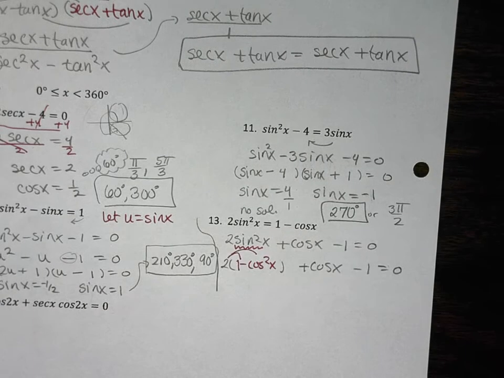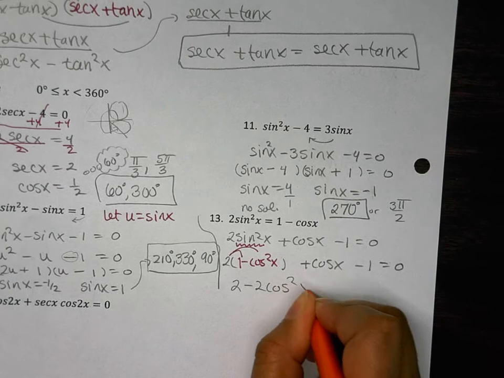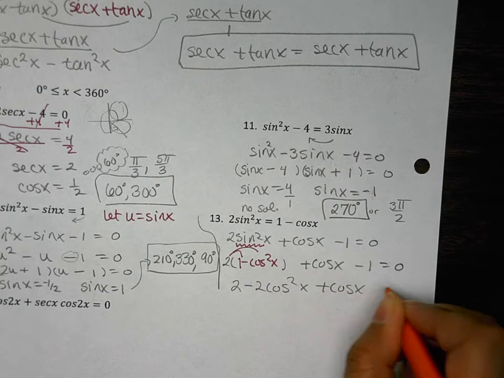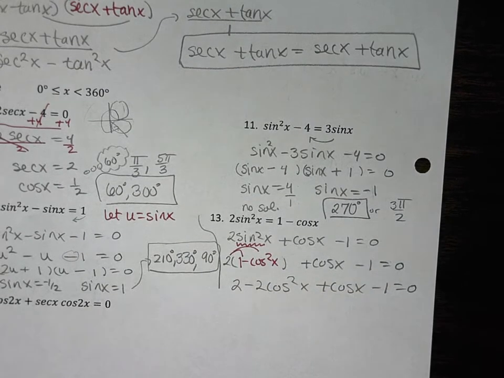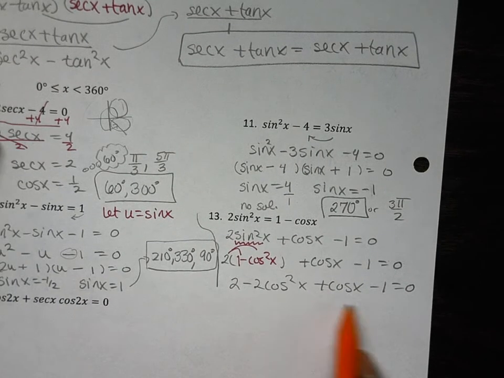Yes? What am I going to have to do with this 2 sitting out front? Distribute. 2 minus 2 cosine squared x plus cosine x minus 1 equals 0. I know we've done one like this in homework because I remember when I did it, I marked it and told you guys to mark it as a test question so you remember to come back and study. Before I go any further, was anybody able to get at least this far, if not further, on their own? Good.